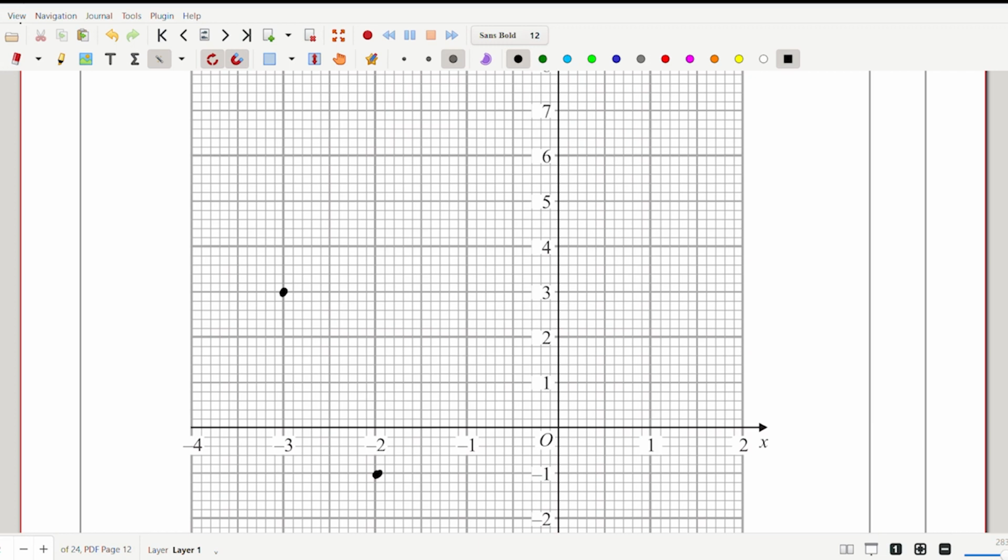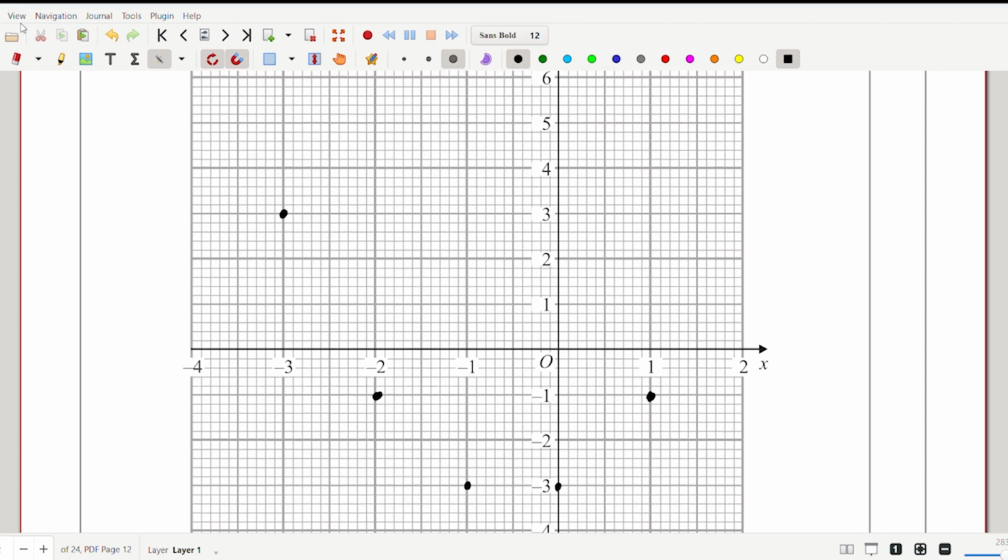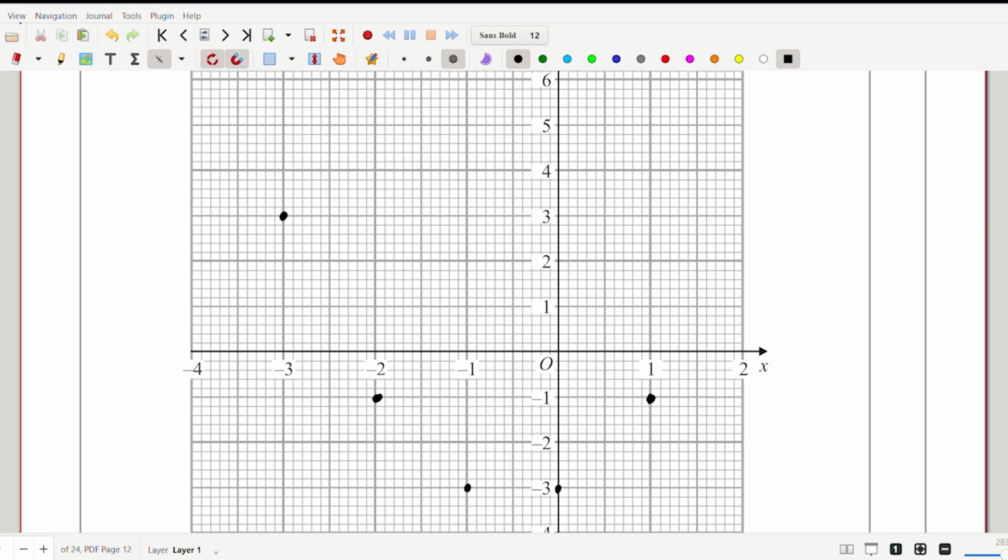Then we have the point minus 1 and minus 3, so go to minus 1 and down to minus 3. Then we have 0 and minus 3, 0 on x and minus 3 on y. And we have 1 and minus 1, so 1 here and minus 1 down. The last point is 2 and 3, so 2 and 3 here.